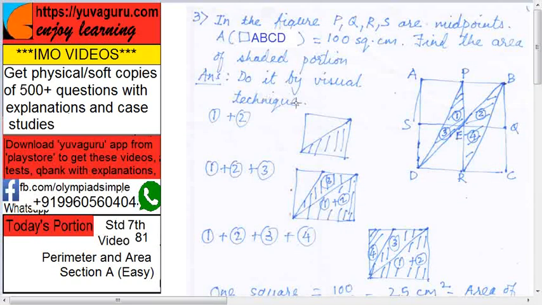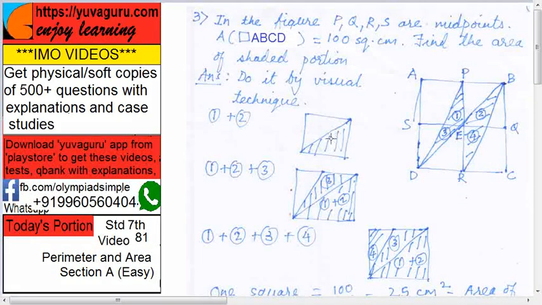Visual means what? See here, I have divided this into 4 parts: 1, 2, 3 and 4. Go on joining each part. 1 plus 2. Suppose this 2 is joined over here, then what happens? See, it becomes like this. This and these two get combined.